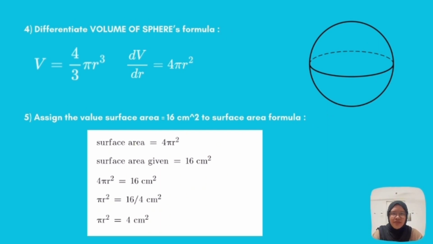The fourth step is to differentiate the volume of sphere's formula. V equals 4/3 pi r cubed can be differentiated to dV/dr equals 4 pi r squared. For the fifth step, we need to assign the value surface area equals 16 cm squared to the surface area formula. Surface area equals 4 pi r squared, and the surface area given equals 16 cm squared. The final assignation will result in pi r squared equals 4 cm squared.